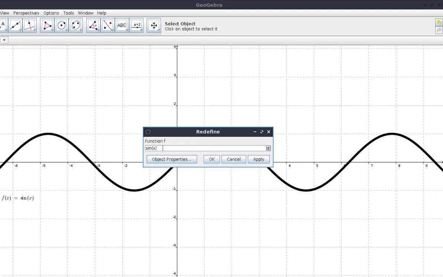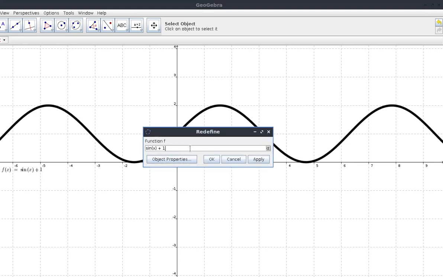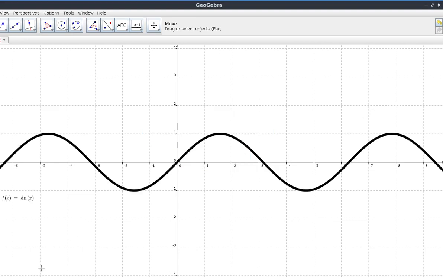Suppose we make a little modification to it. After we close the bracket, we put plus 1. Enter. You see this line was at 1 and it goes up by 1. Let's take the 1 off and it goes back. Suppose we have y equals sine(x) plus 1. We have our new sine wave.